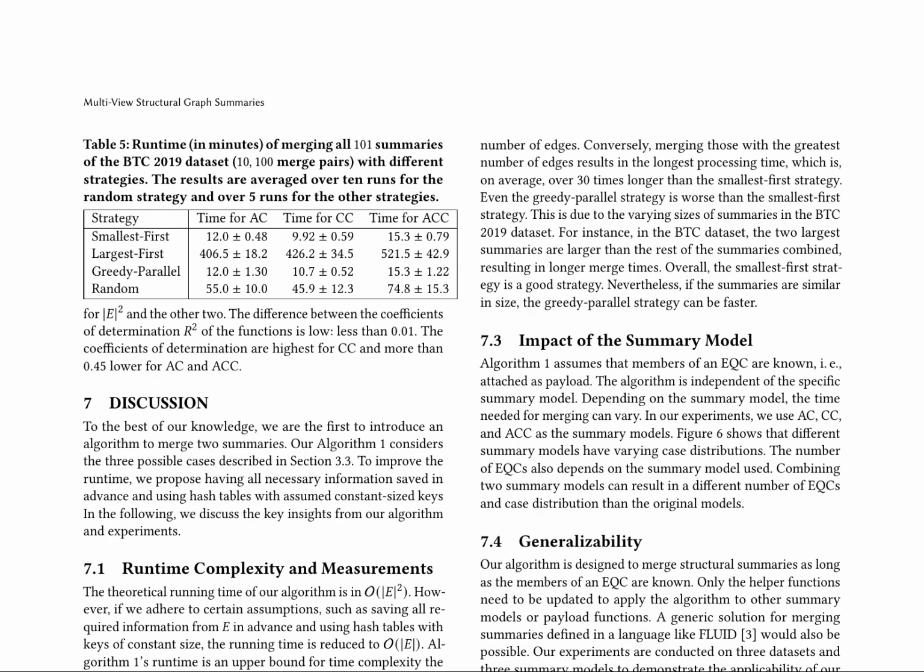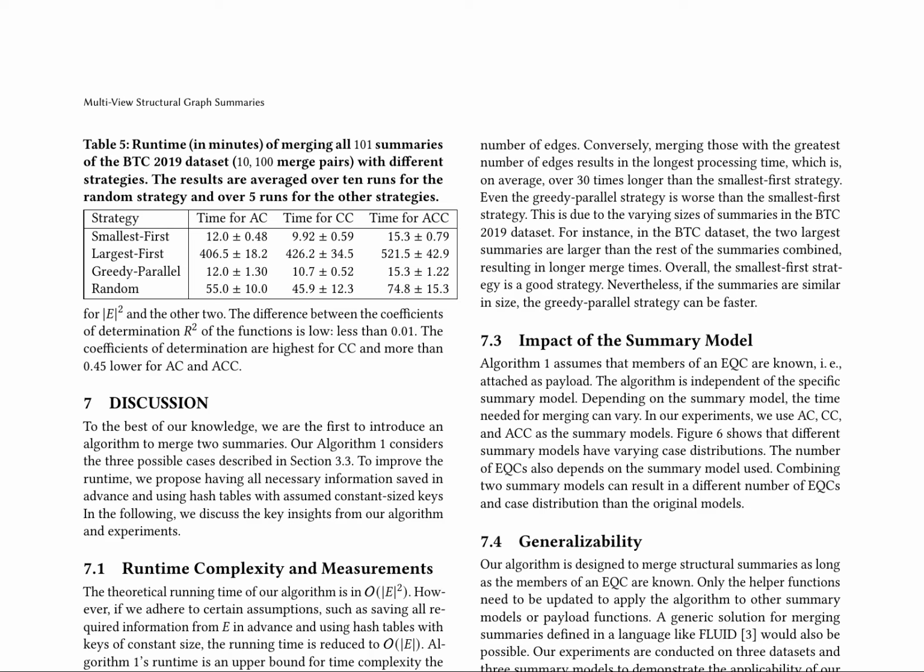Merging multi-view structural graph summaries is a crucial step in graph-based data analysis. To address this challenge, researchers have developed a novel algorithm that efficiently combines summaries. The algorithm's performance is evaluated through empirical experiments, demonstrating its effectiveness and efficiency in merging summaries. The algorithm's runtime complexity is analyzed, revealing a theoretical running time of O(E²). However, under certain assumptions, this can be reduced to O(E).